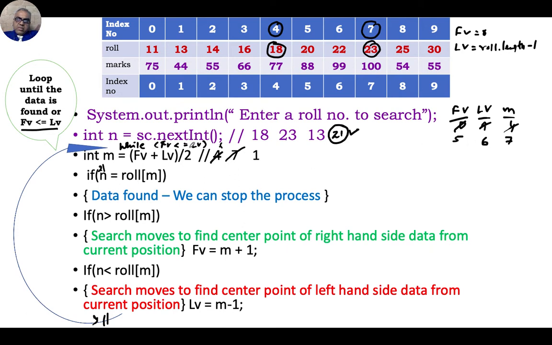5 and 6. 5 less than or equal to 6 is a true statement. So the computer will take you here to say 5 plus 6, 11 divided by 2. 11 divided by 2 is 5.5, which is 5. Now 21 is equal to roll of 5. Roll of 5 is 20. 21 is equal to 20, false. 21 greater than 20, true. So again I will make a center of these two, 5 and 6. So FV is equal to M plus 1. M is already 5, 5 plus 1 will become 6. So FV will become 6.